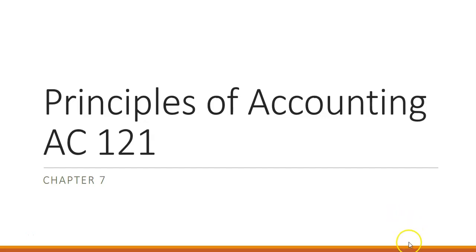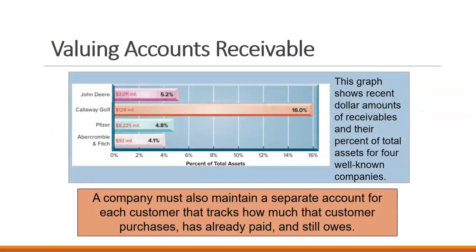Principles of Accounting 1, Chapter 7. In Chapter 7, we talk about receivables. So we start in talking about our accounts receivable account. Companies maintain their receivables as part of their assets.